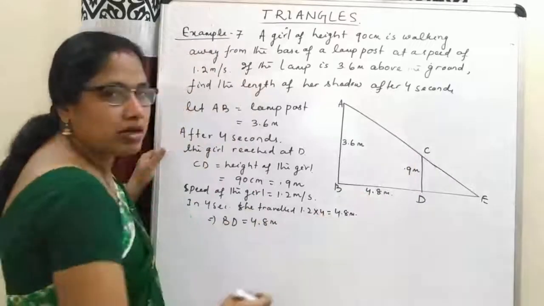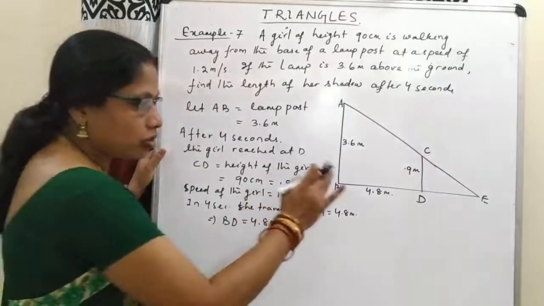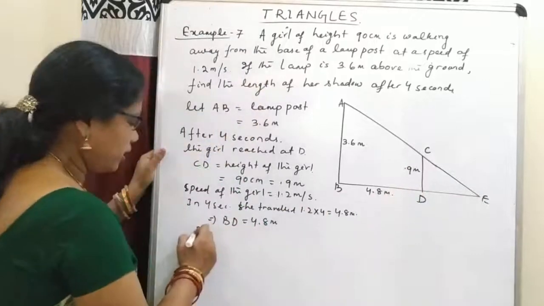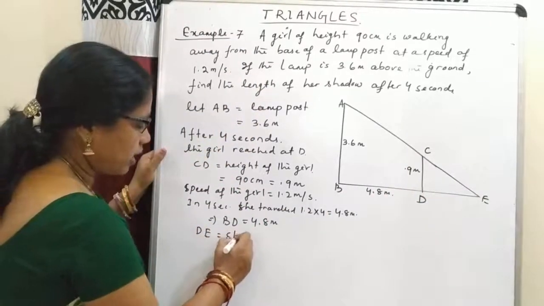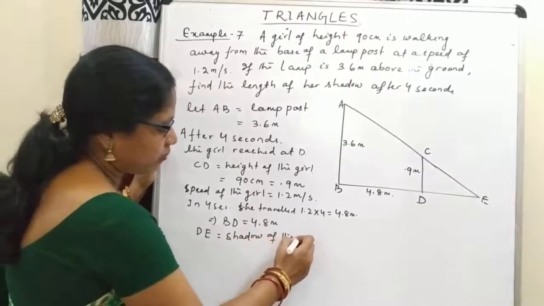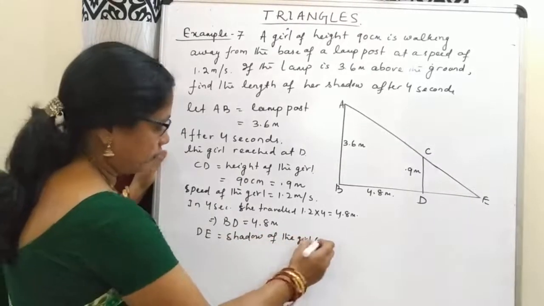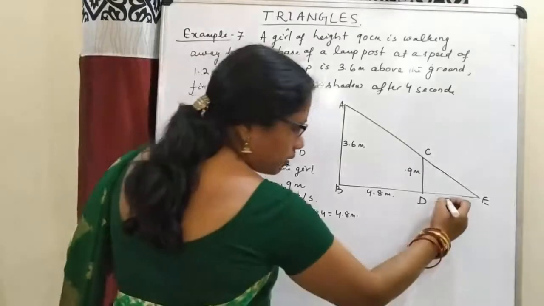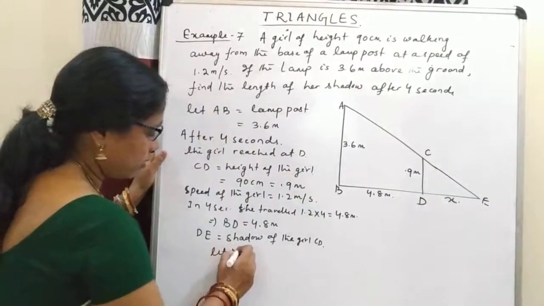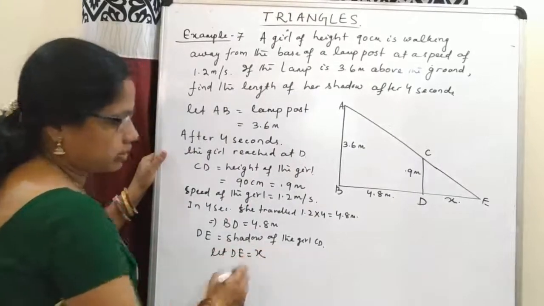So CD is the height of the girl. The shadow of the girl will be DE. So DE is the shadow of the girl CD. Let the length of the shadow be X, so let DE be equal to X.